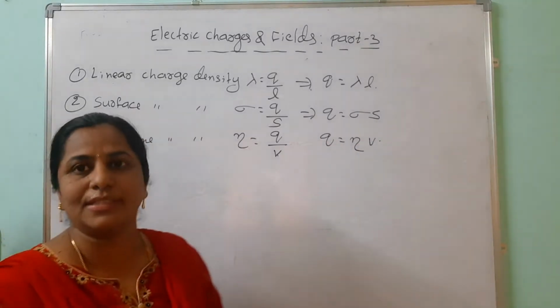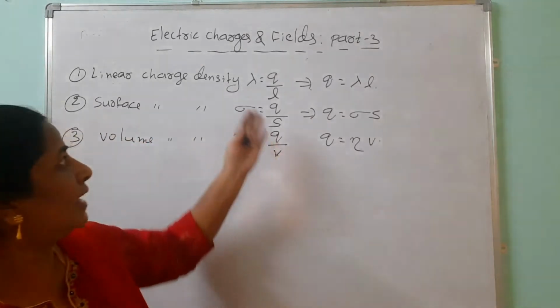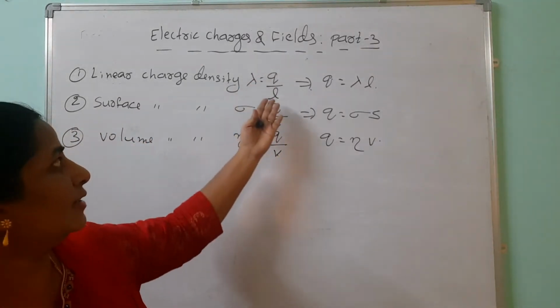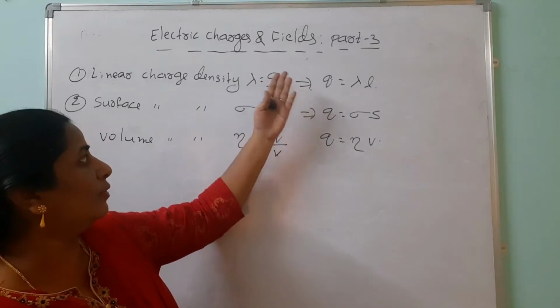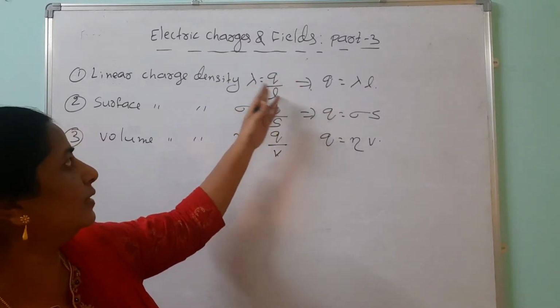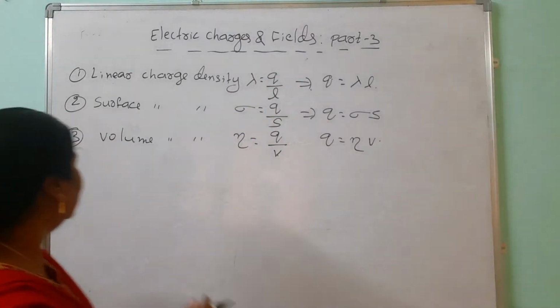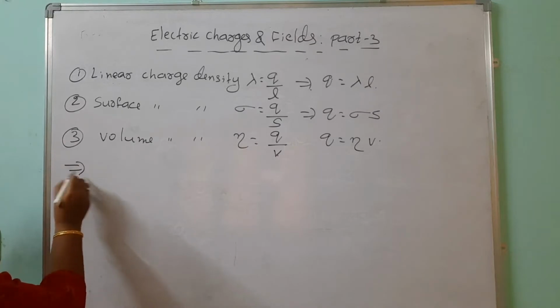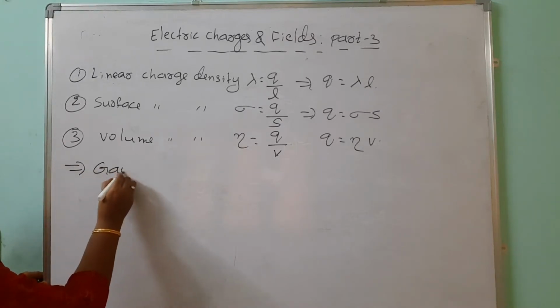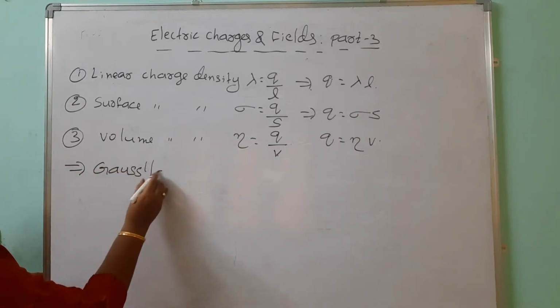So this is about the charge density. Suppose you know lambda, automatically you can find Q. If you don't know the length, we are also able to find it. Then our next concept is Gauss's law.